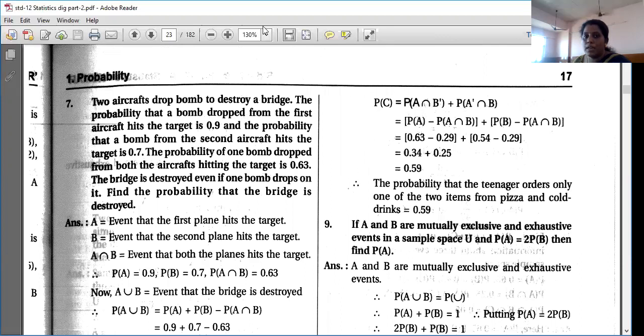So what is the formula of P of A intersection B dash? It is P of A minus P of A intersection B. Then plus sign is there. Then what is the formula of P of A dash intersection B? That is P of B minus P of A intersection B. So your value comes to 0.63 minus 0.29, then in another bracket plus 0.54 minus 0.29. So that is 0.34 plus 0.25. So that comes to 0.59.